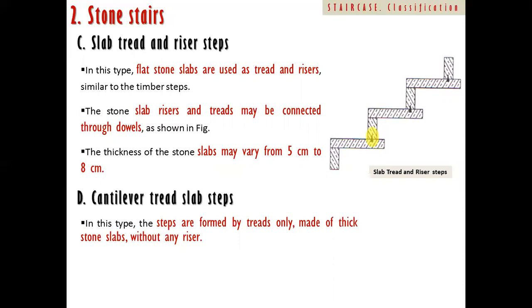Now this slab tread and riser step. So what you need to do, this tread and riser step is also made of stone. Okay. In this type, flat stone slabs are used as a tread and riser, similar to the timber step. So you can see these are the different members. This as a tread, this as a riser, and they are separate ones. Okay, and the stone slab risers and treads may be connected through dowels as shown here. So you can see here. The thickness of stone slabs may vary from 5 centimeters to 8 centimeters.